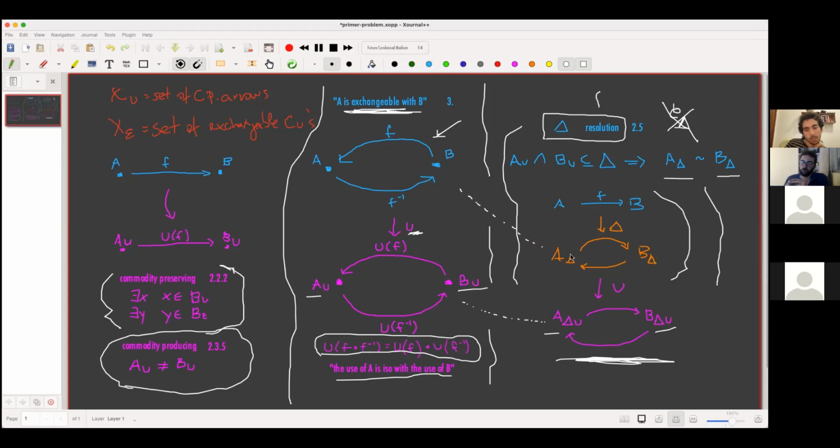Let's say A and B are now isomorphic. Why are A and B not isomorphic to a third commodity C, and so on? Like, what lets us... Yeah, why is this restricted? Why is this still informative and not trivial?